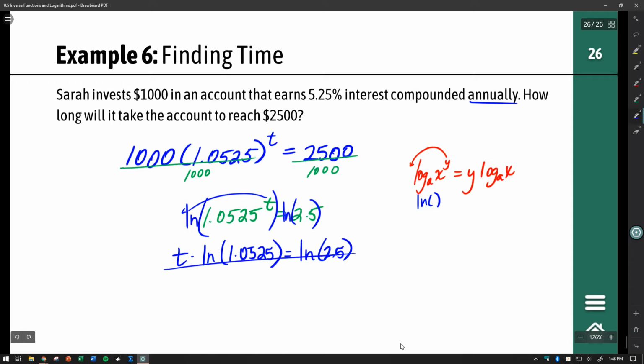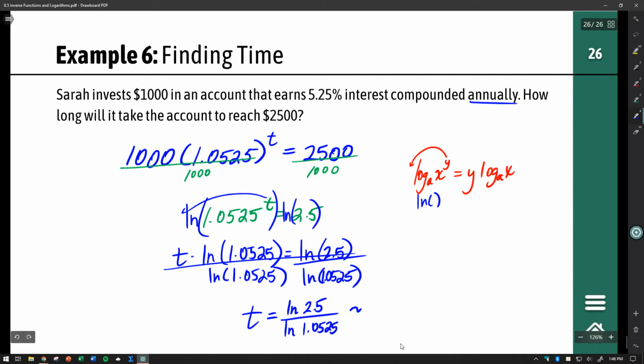And then we can divide both sides of this by that natural log of 1.0525. And then with a simple scientific calculator, we're going to type in the natural log of 2.5. We're going to divide it by the natural log of 1.0525. And we'll probably find out that this is about 17.9. And here we are in years.